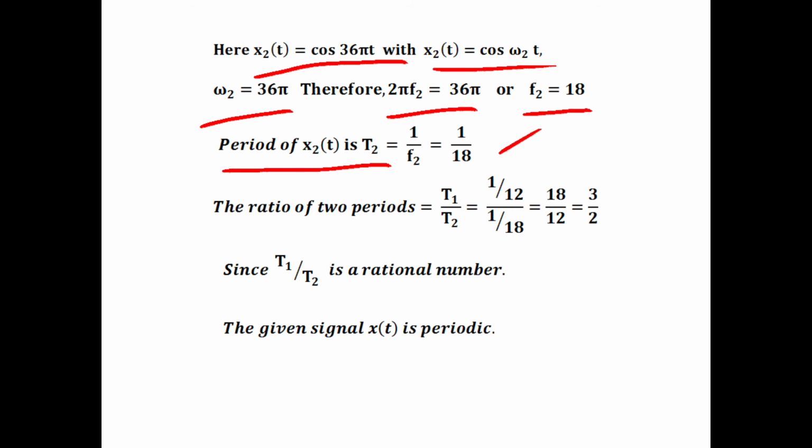The ratio of the two periods will be the final answer, that is equal to T1 by T2, 1 by 12 divided by 1 by 18. So, you will get 18 by 12. So, 18 by 12 on cancelling you will get 9 and here you will get 6. So, again if you cancel by 3 you will get 3 and here you will get 2. So, 3 by 2. Since T1 by T2 is a rational number. So, what is a rational number? 3 is an integer, 2 is an integer. A ratio of two numbers is called a rational number. The given signal x of t is periodic.